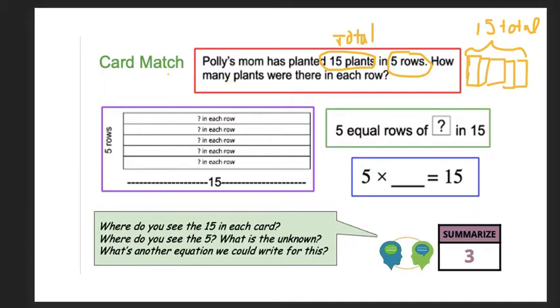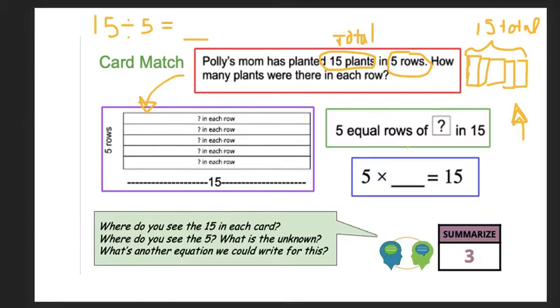This is a great example of how it's supposed to look. 5 rows, blank in each. This essentially is 15 divided by 5. That's the information that it's giving you. And that mystery number will be telling you how many in each row, or in this tape diagram, how many in each part. So how many plants were there in each row?